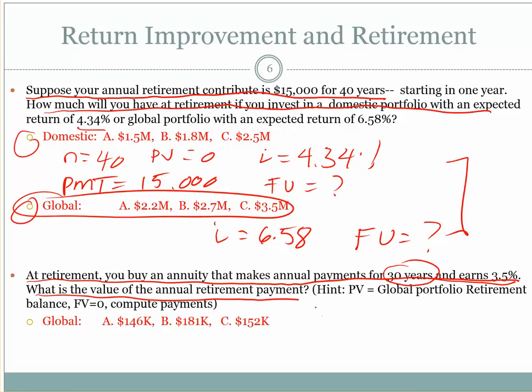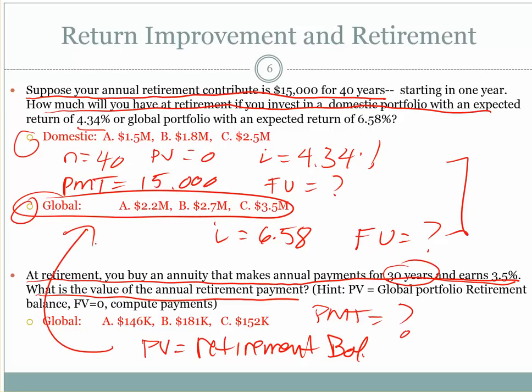So in this question, you're going to solve for payments. You're going to set the present value equal to your retirement balance, which is the solution from this case. Your interest rate is 3.5%, 30 years, and then make sure your future value is 0 because you want to make sure all the money is gone. So the question is really asking how much can I withdraw from this account for 30 years if I plan to live 30 years after retirement.